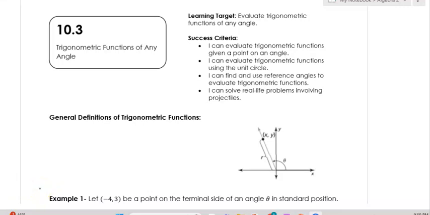Okay, these are the Algebra 2 10.3 notes. So, first of all, we're talking about just in general the trig functions that we have. When we want to find the sine, cosine, tangent, etc. of an angle, these are the trig functions.